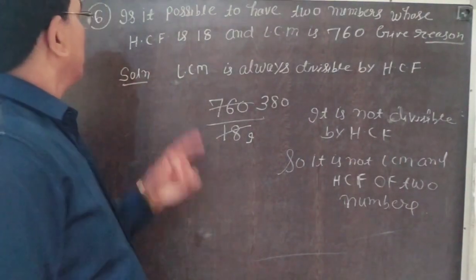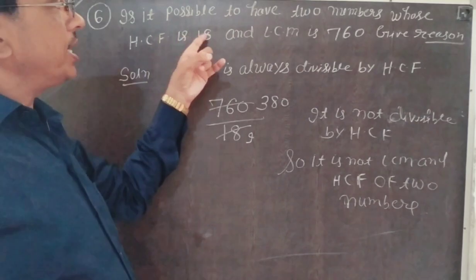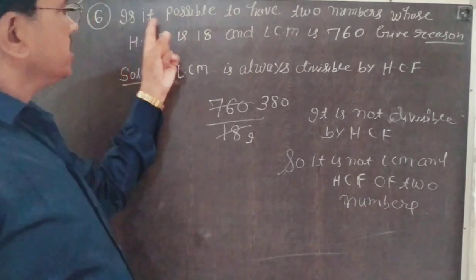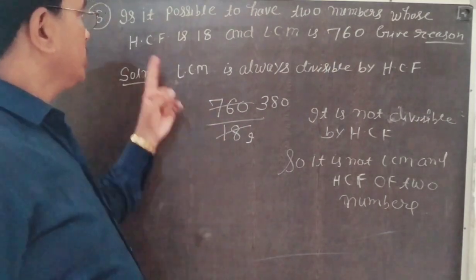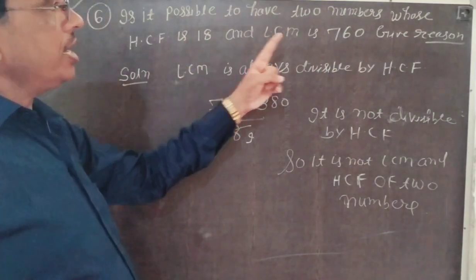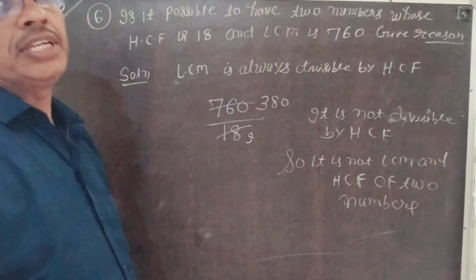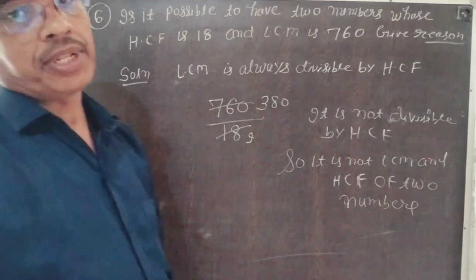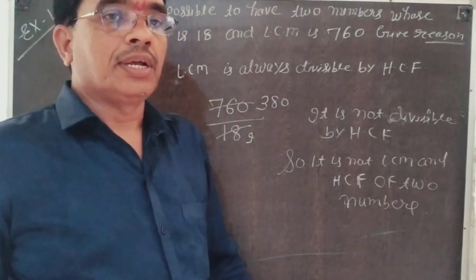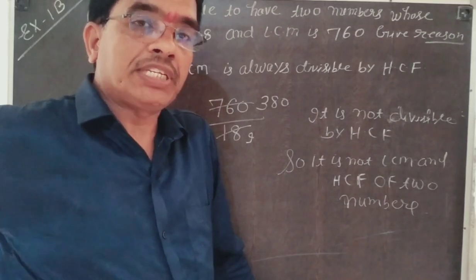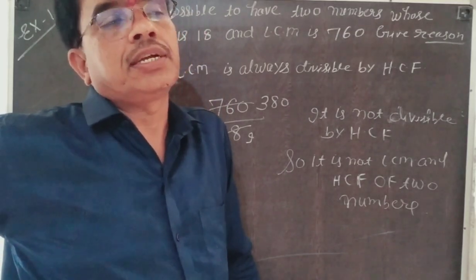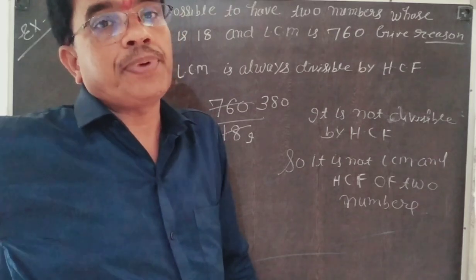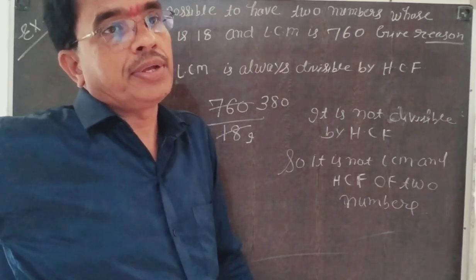Now see question number 6. The question asks: is it possible to have two numbers whose HCF is 18 and LCM is 760? Give reason. The numbers are not given, but the LCM and HCF of two numbers are given, and you only have to guess whether these can be the HCF and LCM of two numbers, yes or no.